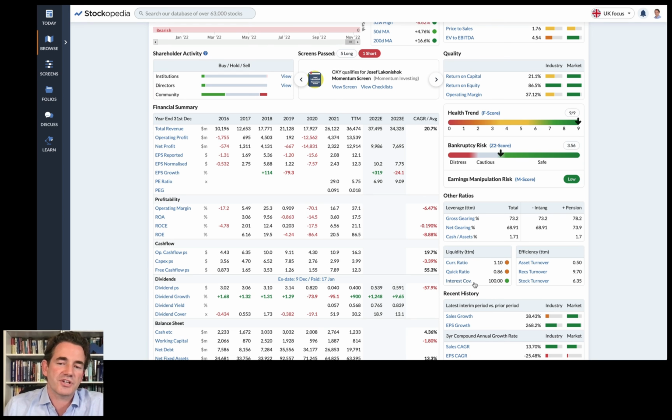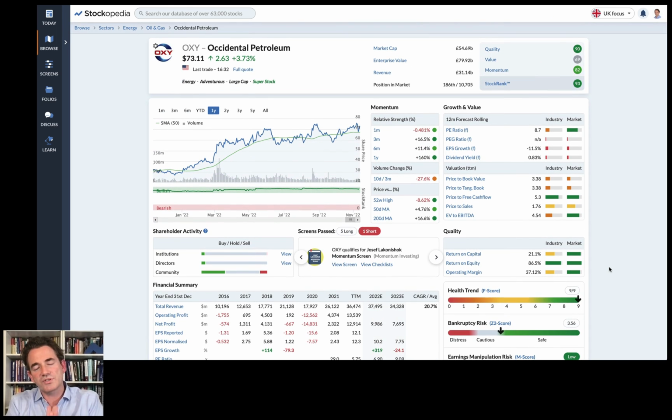So interest cover shows you how much the interest payments are covered, and it's important to look at these liquidity metrics and have a really good sense of whether your stock has that kind of distress risk baked in.